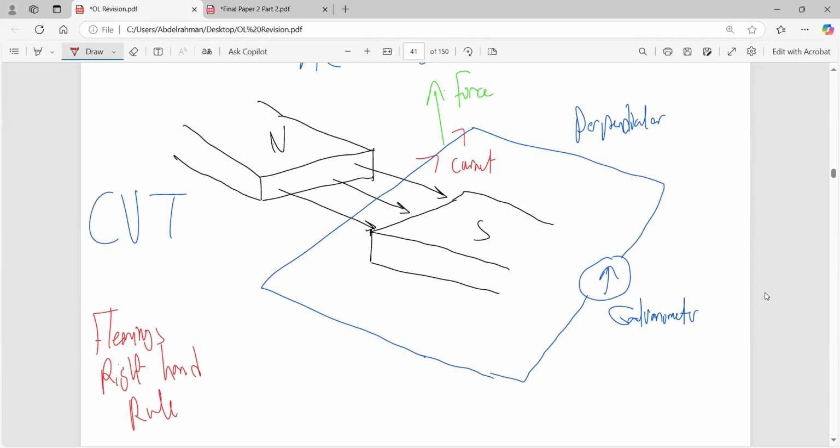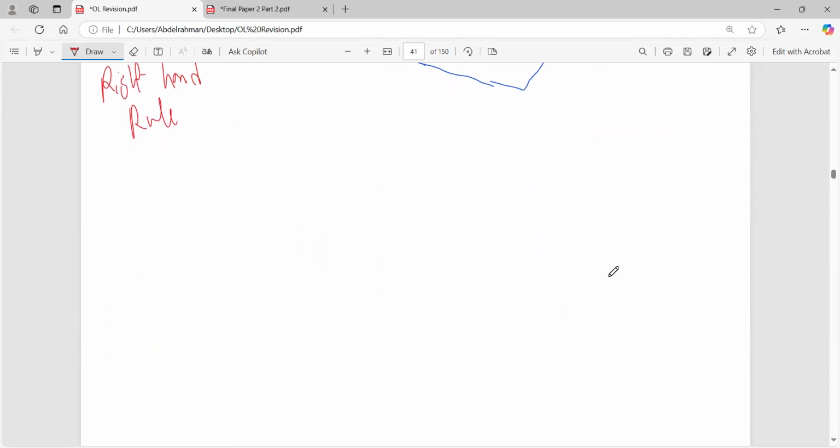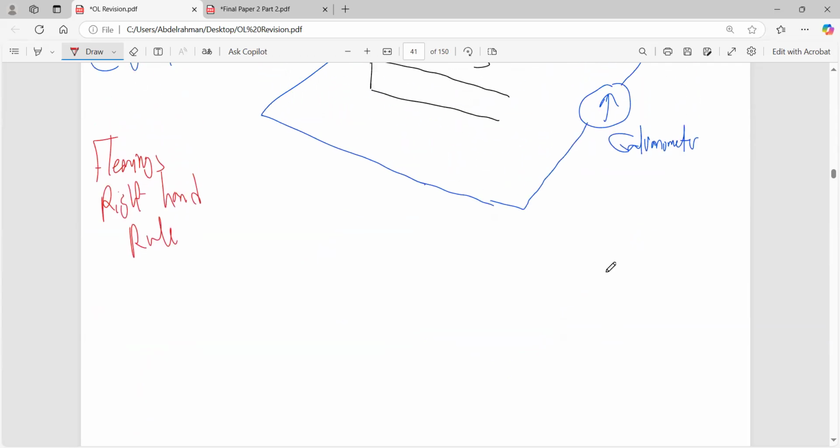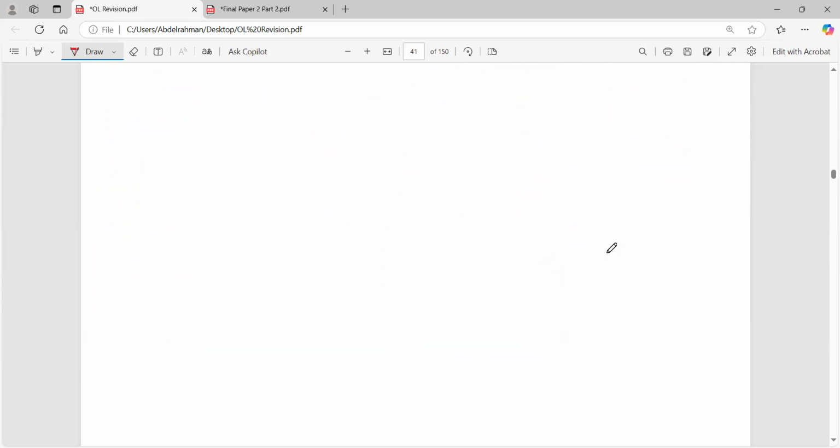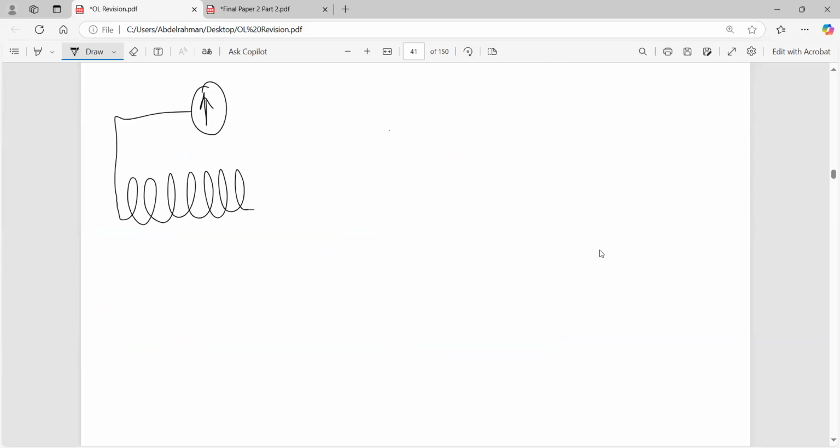Can I demonstrate electromagnetic induction in another way? Yes, I can demonstrate it in another way using a coil or a solenoid. I would have, let's say, an ammeter or a galvanometer, which is attached to a coil or a solenoid.